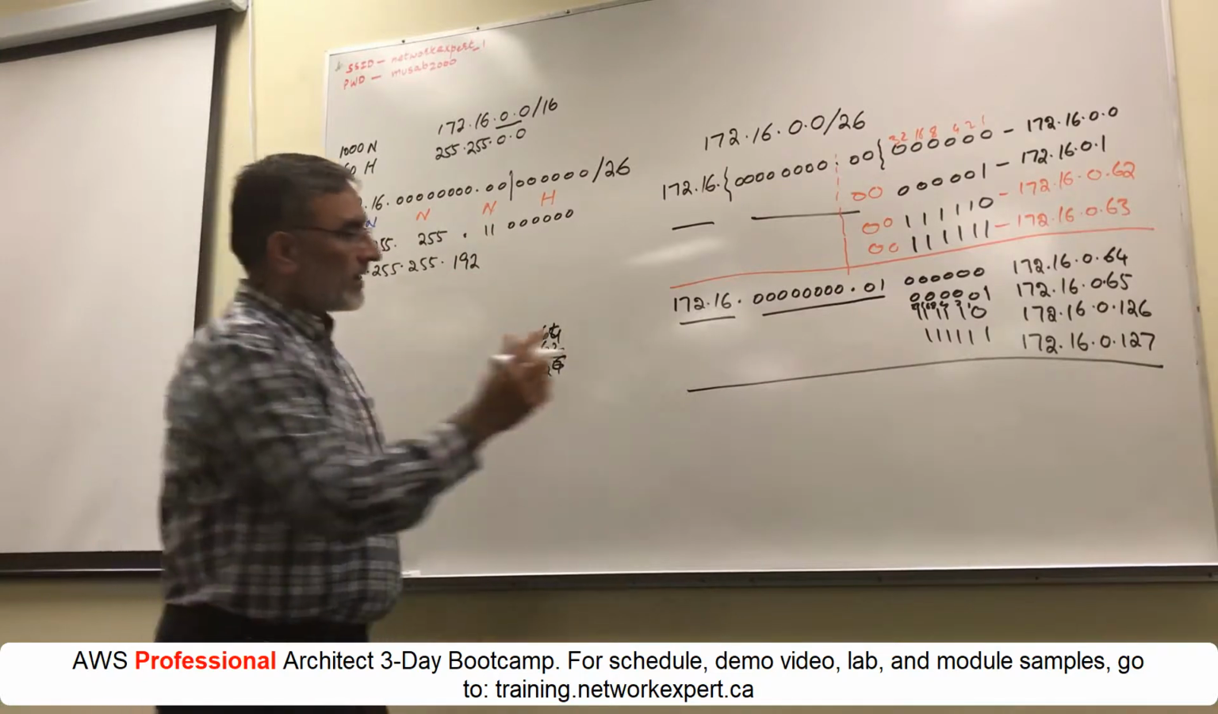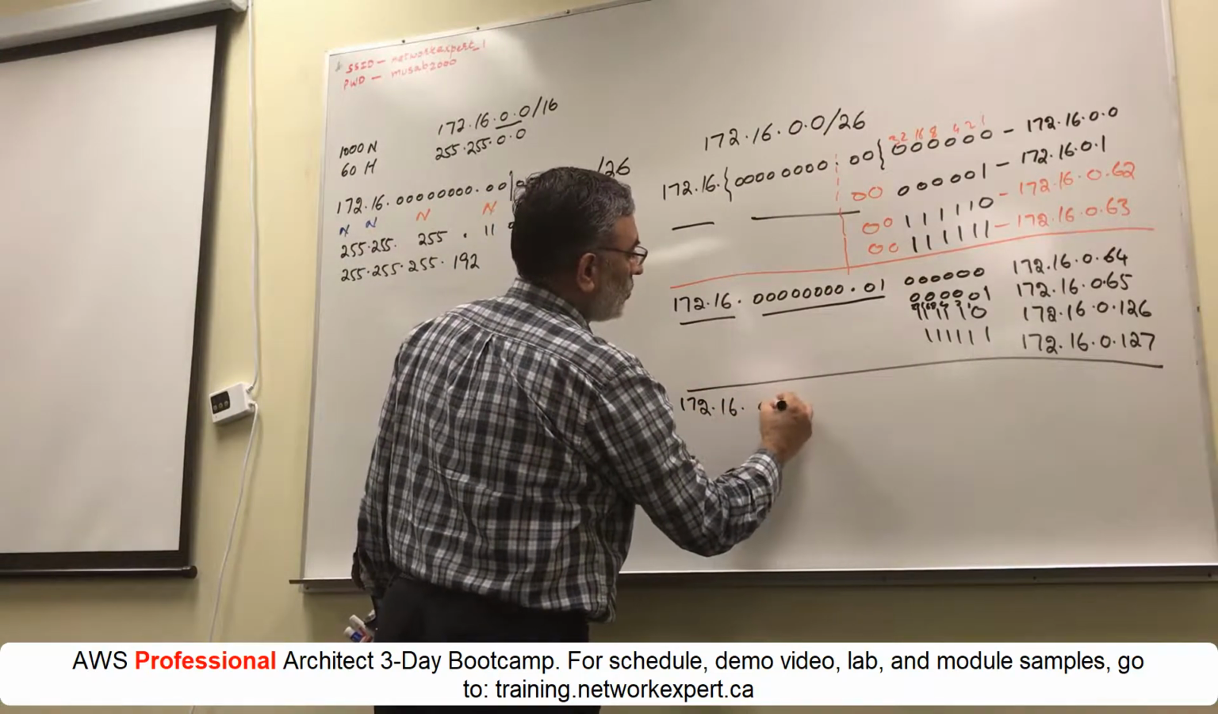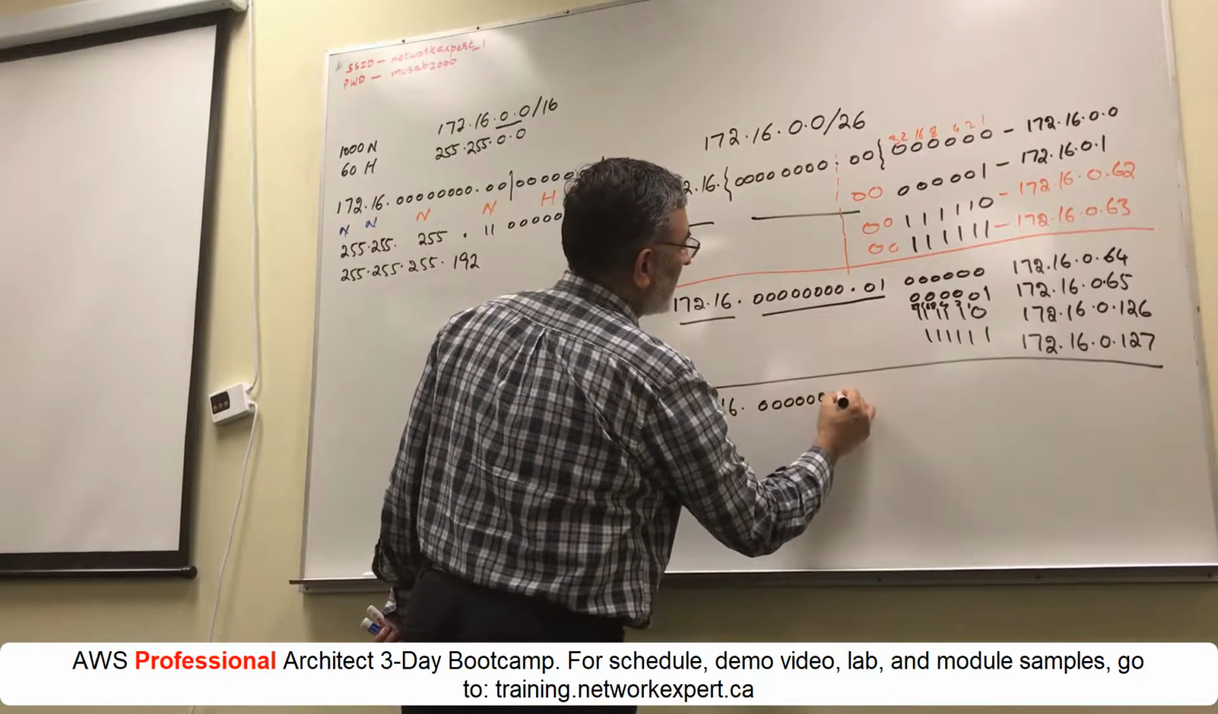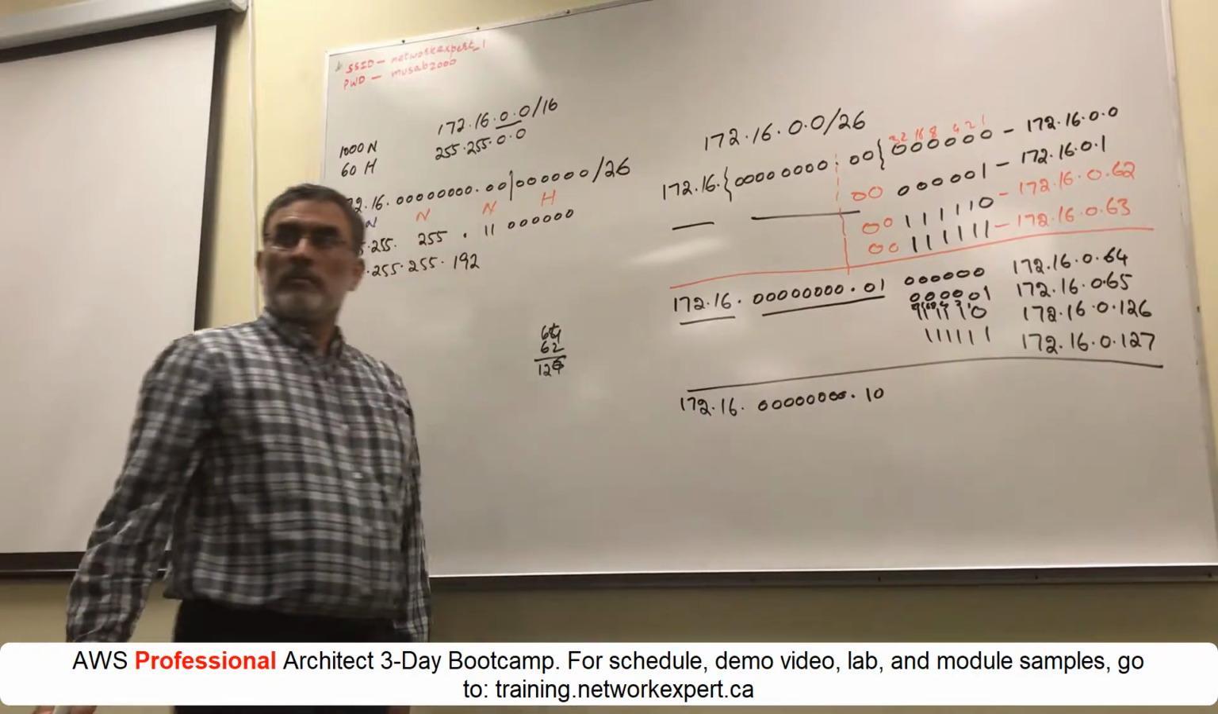So I'm going to calculate now the third subnet address. 172.16 and bits 1 2 3 4 5 6 7, and I'm going to make a change now here, 1 0.